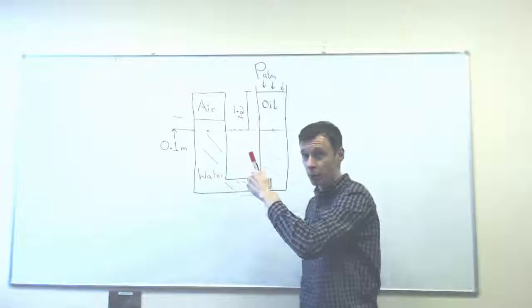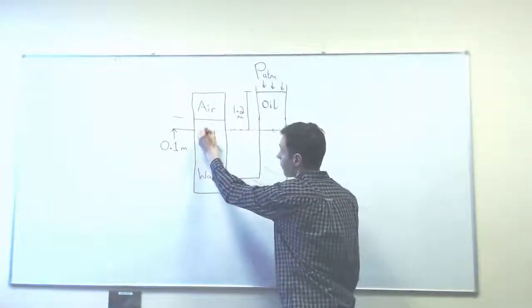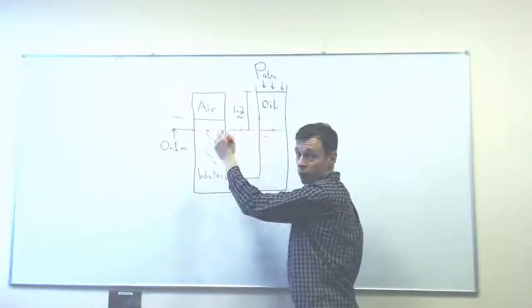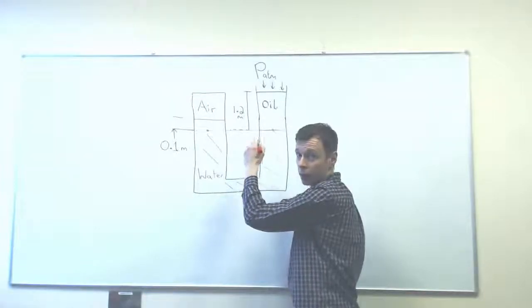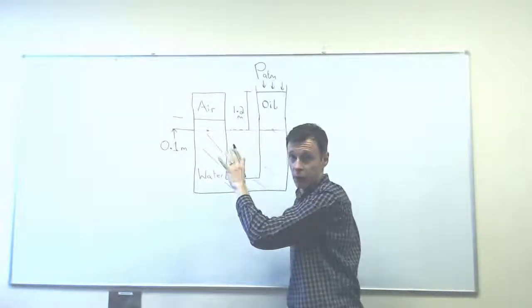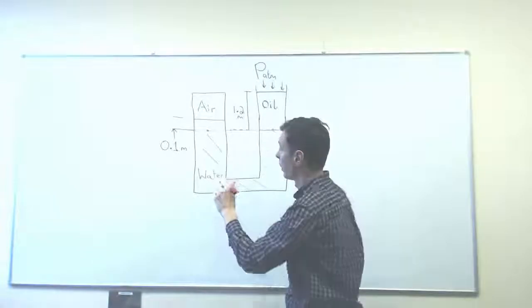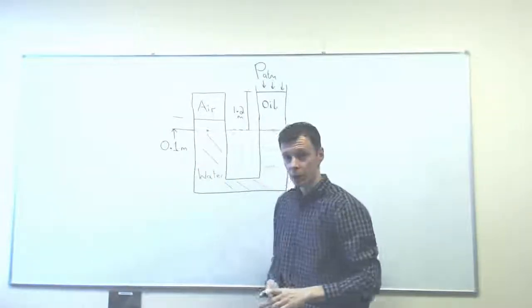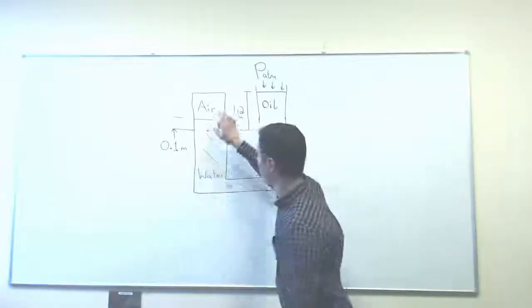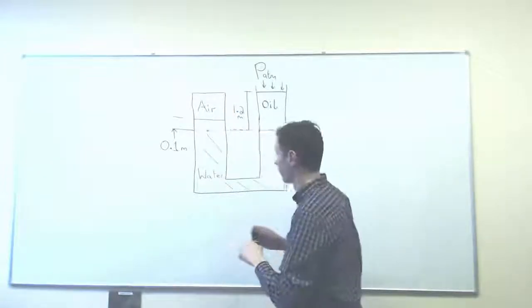Gravity is acting vertically downwards, so the pressure of those 2 red dots has to be the same. It's static, nothing's moving, there's no dynamics here, so it's simplified. So that will allow us to write an equation to solve for the pressure of this air.